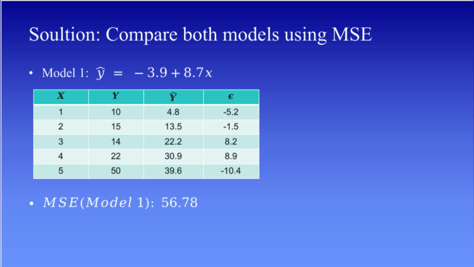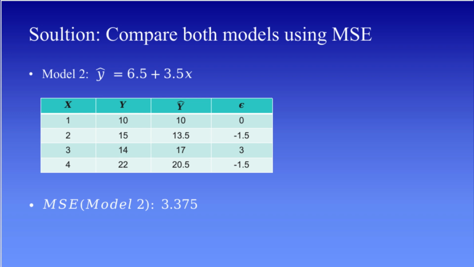Now let us evaluate the performance of the first model using mean squared error. The regression equation for model 1 is y predicted equals minus 3.9 plus 8.7x. Using this model, we calculate the predicted values for each data point and then compute the errors, which are the differences between actual and predicted values. We then square these errors and take their average to compute the mean squared error. For model 1, the MSE is 56.78, which is relatively high.